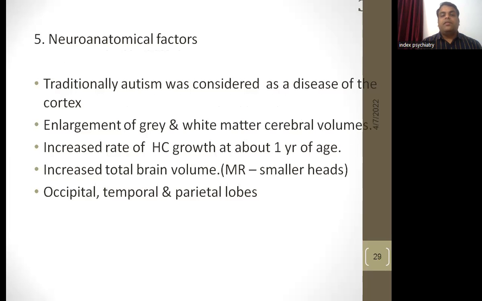Neuroanatomical factors. There are some neuroanatomical factors. Traditionally, autism was considered a disease with some abnormalities in the cortex, enlargement of gray and white matter and cerebral volume. There may be an increased rate of head growth at about 1 year of age, increased total brain volume, and the occipital, temporal, and parietal lobes may be affected.